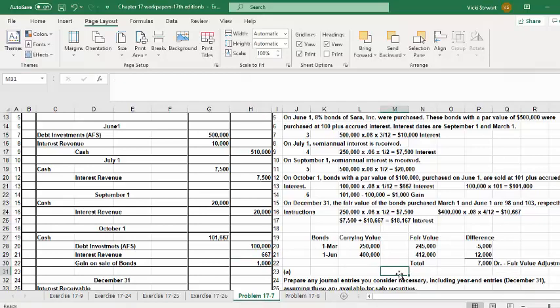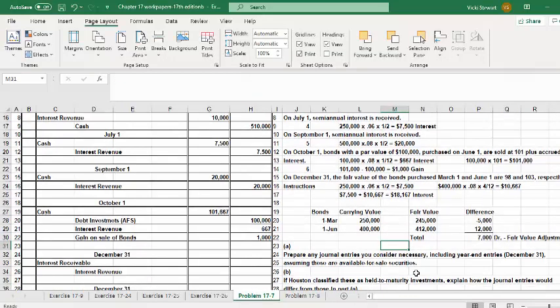At December 31st, it states that the fair value of the remaining bonds that were purchased on March 1st and June 1st are $98 and $103 respectively. So the instructions ask us to prepare the adjusting entries. The first thing that we need to do is to accrue the interest on the bonds for the period of time since we last received interest. So the Susie Company bonds paid interest on July 1st. They will pay interest again on January 1st.